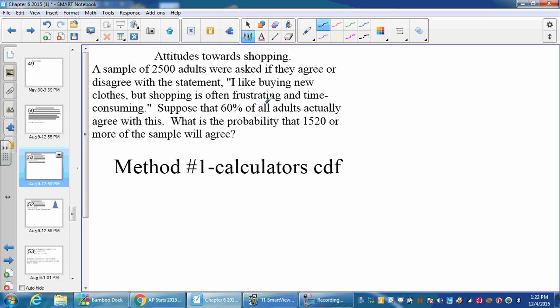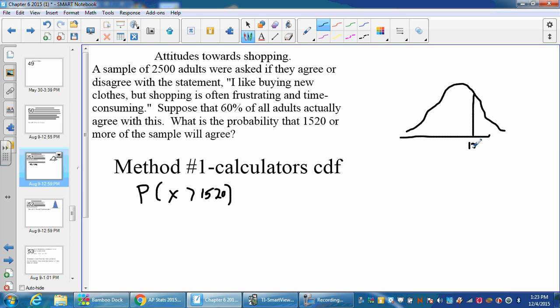So we want to find out the probability that 1,520 or more, so more than 1,520 agree with this. If you were going to do a cumulative distribution function, this is going to look pretty tall. 1520 is going to be here, and the CDF would be everything below, but we want everything above.